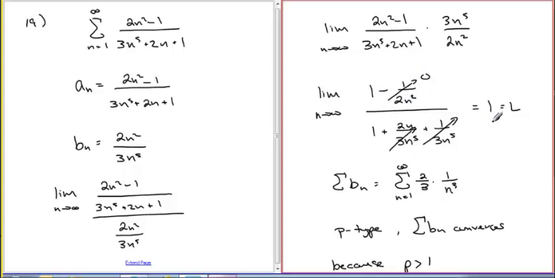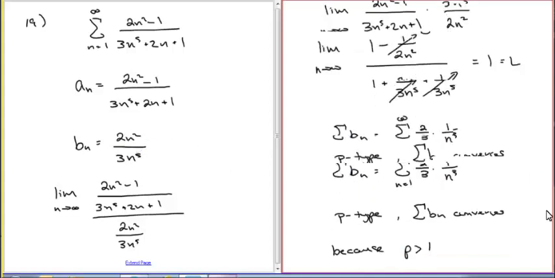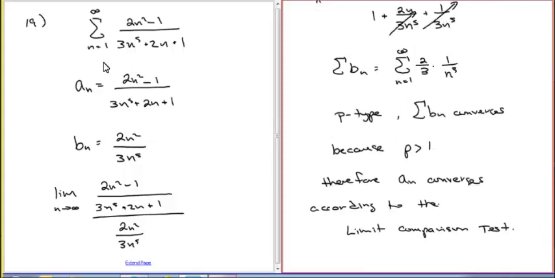And so this ratio of a sub n to b sub n has a limit as n goes to infinity. Then if I can prove that b sub n converges, according to the limit comparison test, the original function also converges.